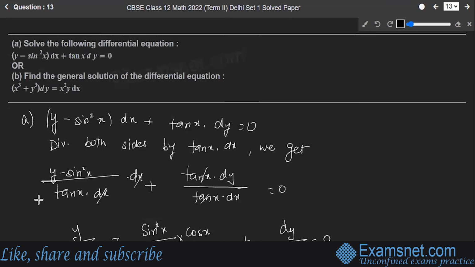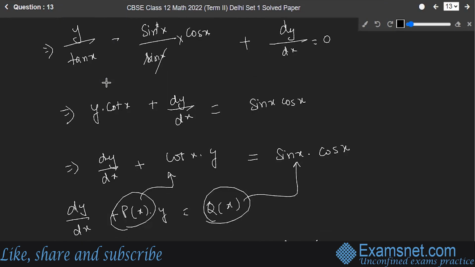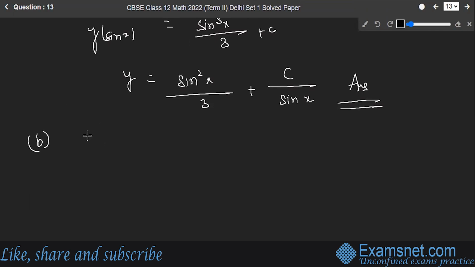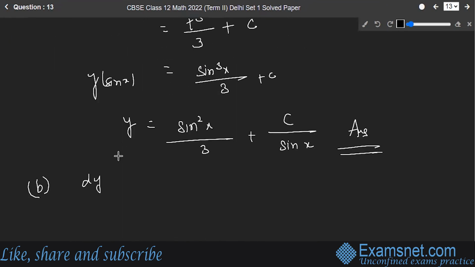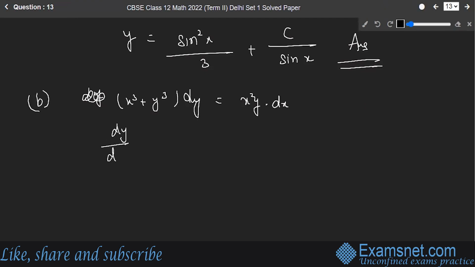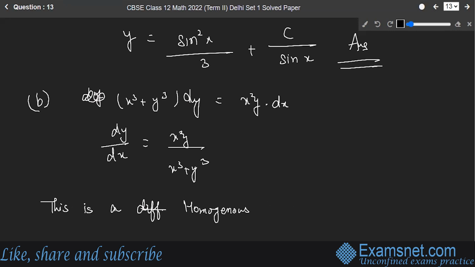Let's move to the second option for this question. You have to find the general solution of this differential equation. So let's go with this. Let's write the equation first. The given equation is x cube plus y cube dy is equal to x square y into dx. Okay, fine. So here I can write down dy by dx is equal to x square y upon x cube plus y cube. This is the homogeneous differential equation.